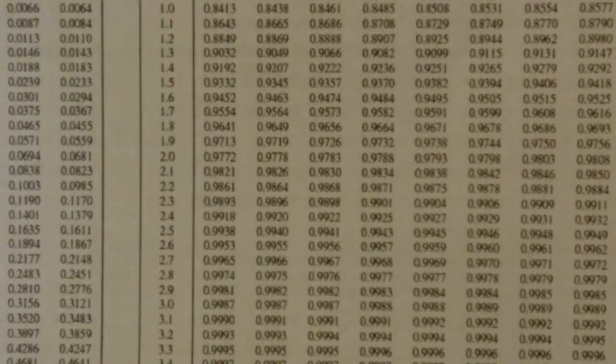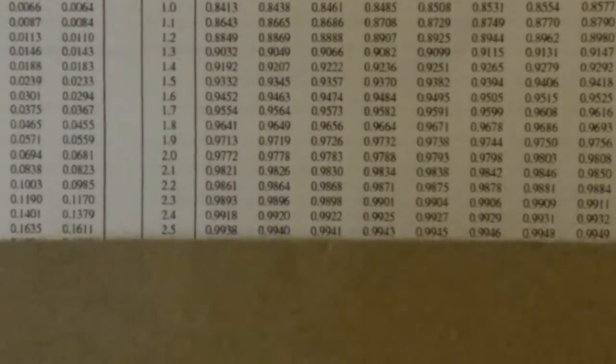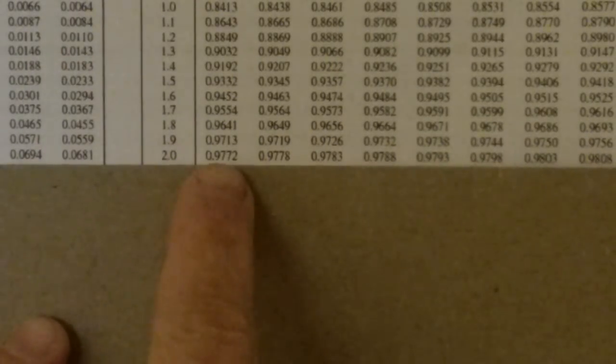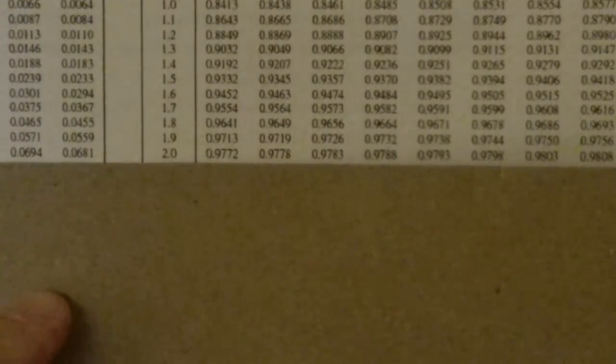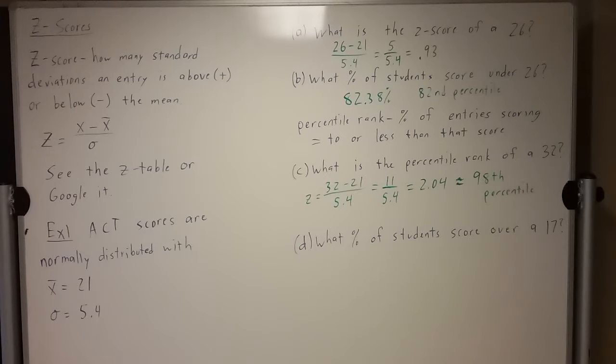So looking on my z-table, we're supposed to have 2.04. 2.0 puts us in this line right here. And so we've got 2.00, 2.01, 2.02, 2.03, 2.04. So in other words, 97.93% is what that percentage would be. So that's the 98th percentile we're at if you score a 32.